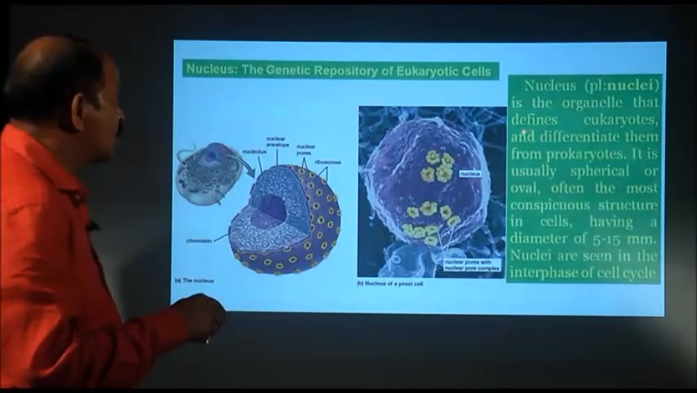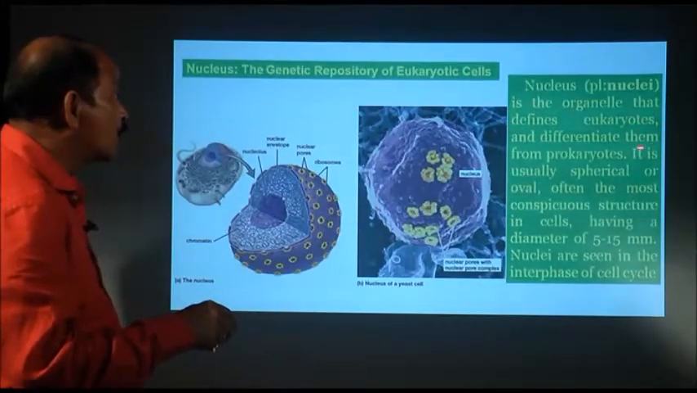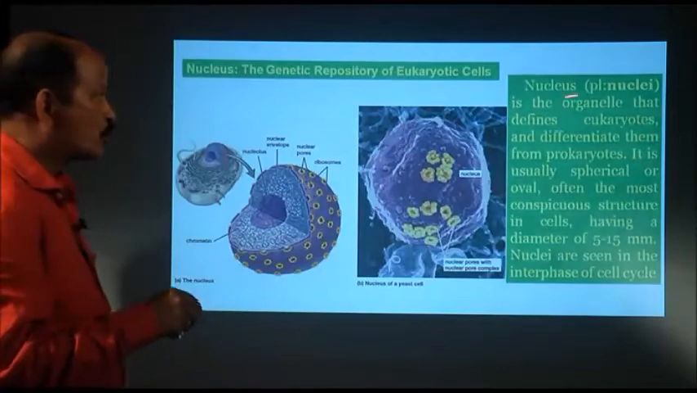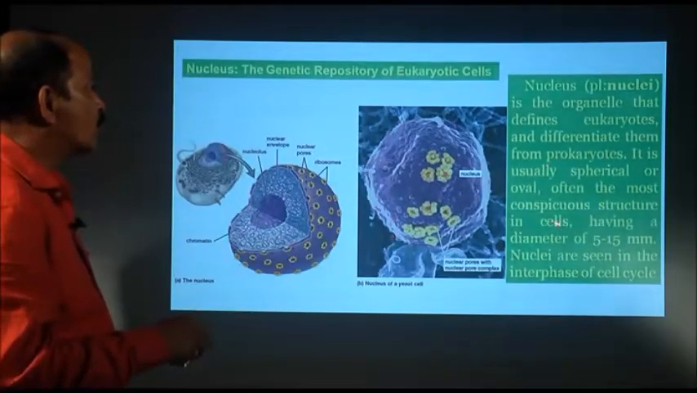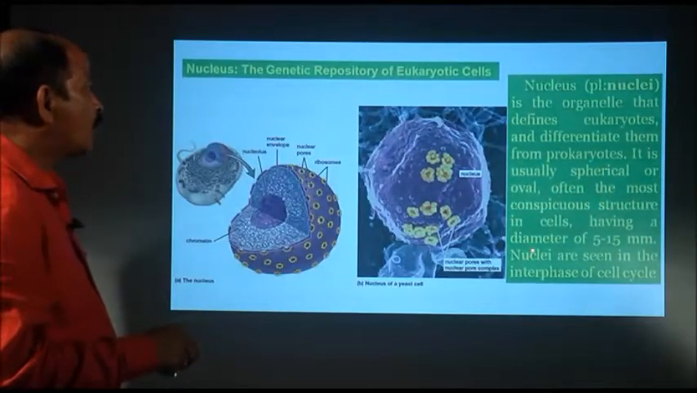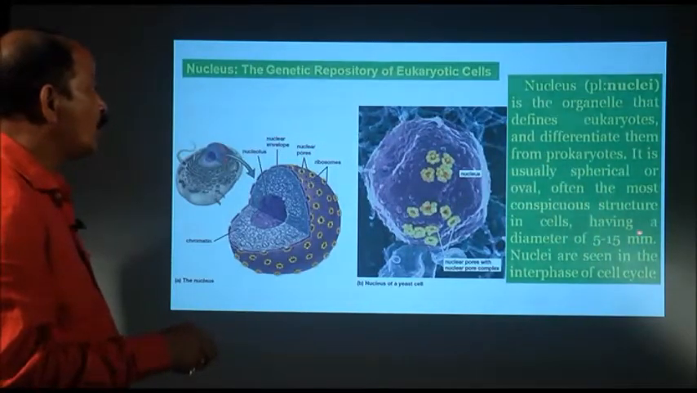It is written here that it defines eukaryotes and differentiates them from prokaryotes. Eukaryotes have a true nucleus and the diameter of that ranges from 5 to 15.